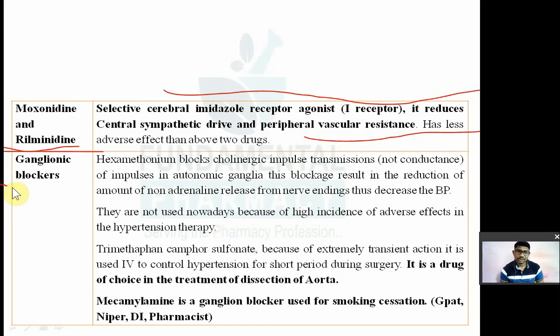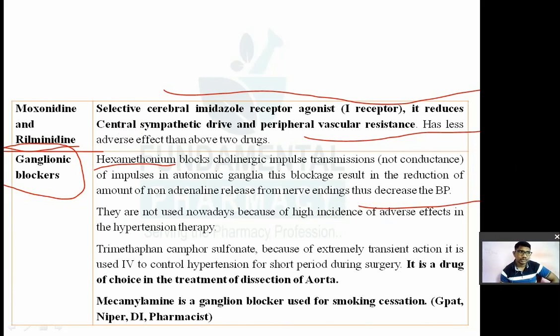Now the next one is ganglionic blockers, so hexamethonium. Hexamethonium blocks the cholinergic impulse transmission, not conductance of the impulse, in autonomic ganglia, and this blockage results in the reduction of the amount of noradrenaline released from the nerve ending, and that decreases the blood pressure. तो ganglionic blocker कौन है? hexamethonium. क्वेश्चन इसके ऊपर आता है, वन ऑफ द फॉलोइंग इज ganglionic blocker.